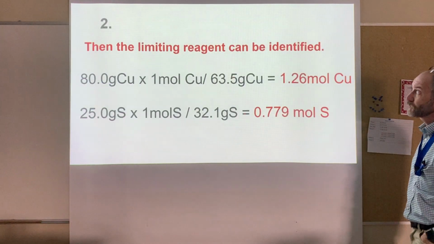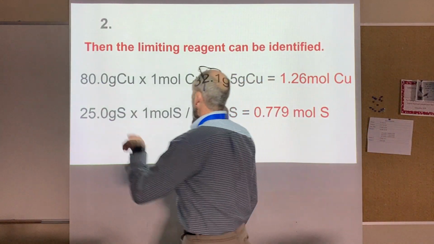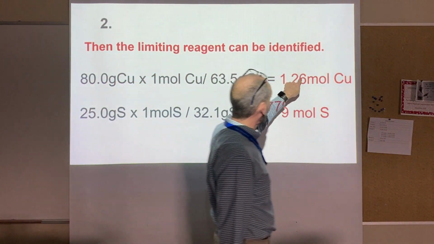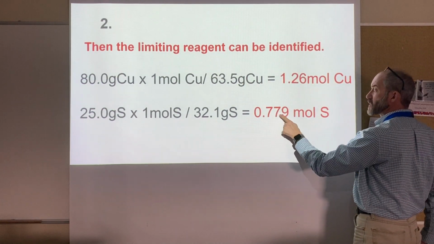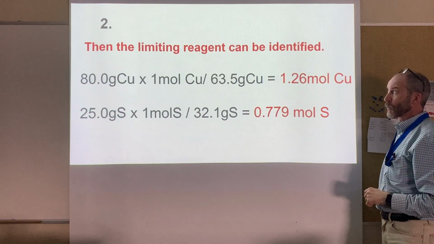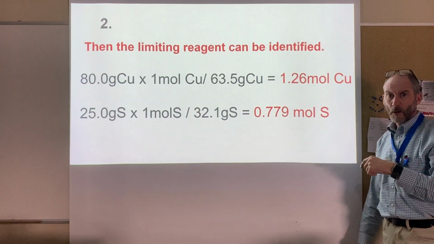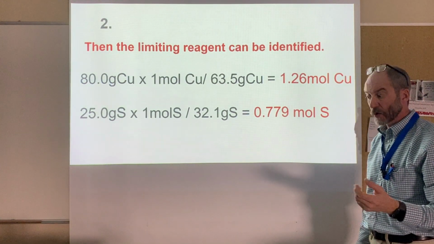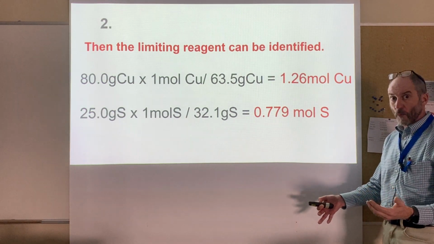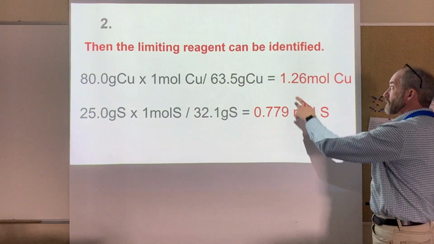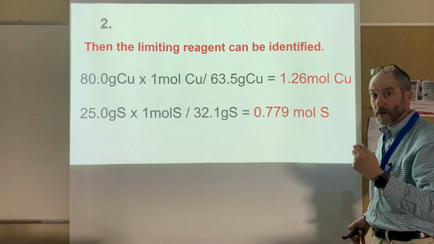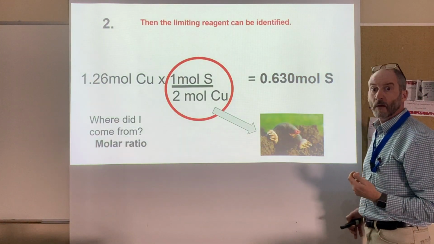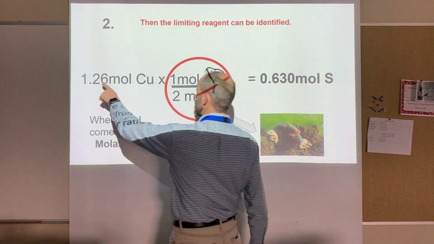Let's find out. So we converted to moles, and when we converted to moles, we got 1.26 and we got 0.779. Now what are we going to do? Well, we're going to pick one of them. Which one? It doesn't matter. You can get to Bloomington more than one way. I'm going to take the 1.26 moles. Okay? So stick with me here. So what are we going to do now? We're going to take the 1.26 moles.